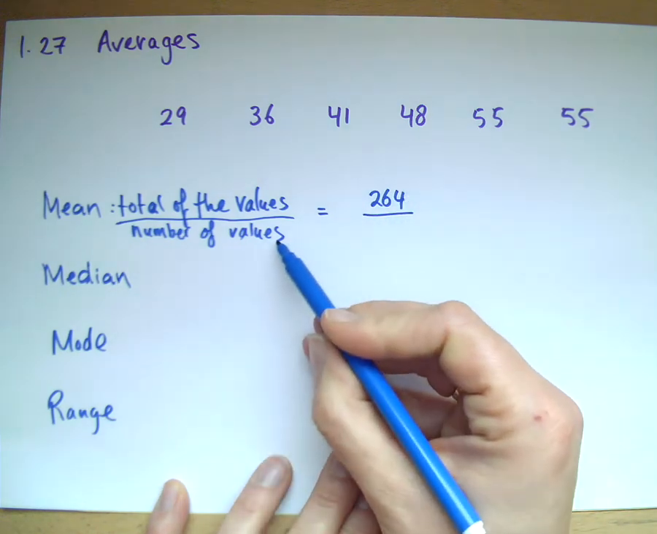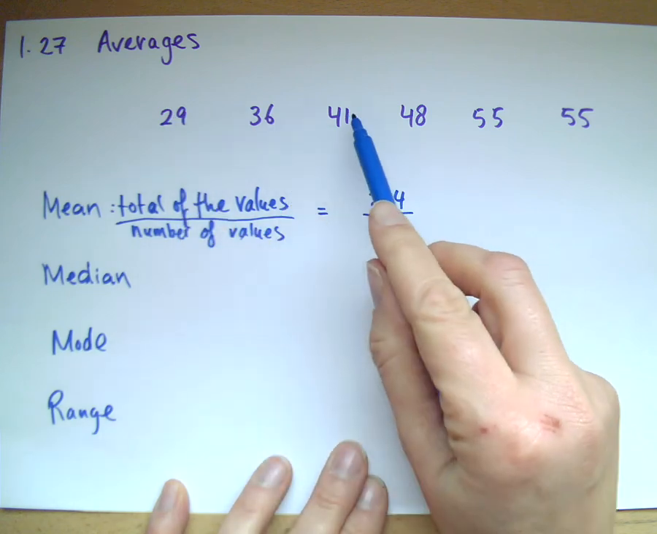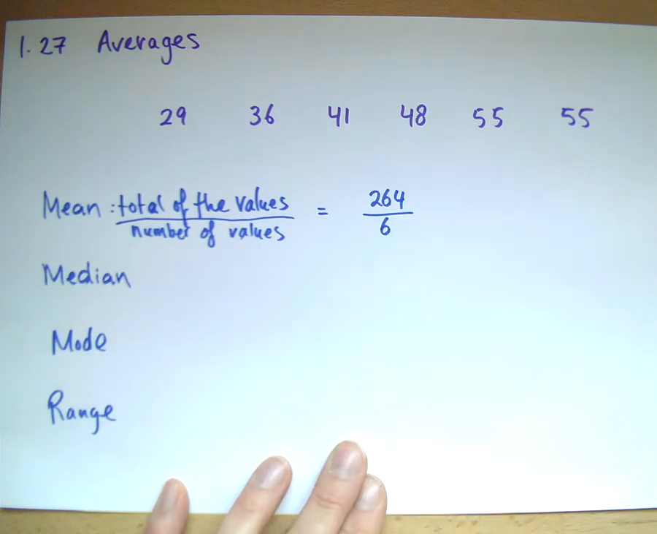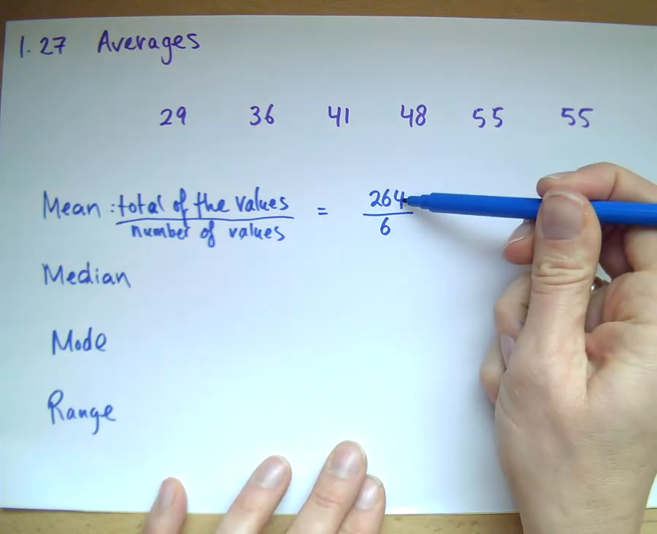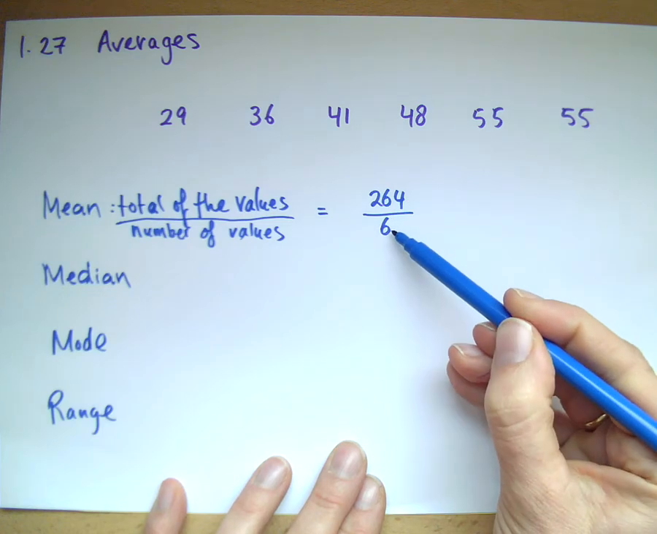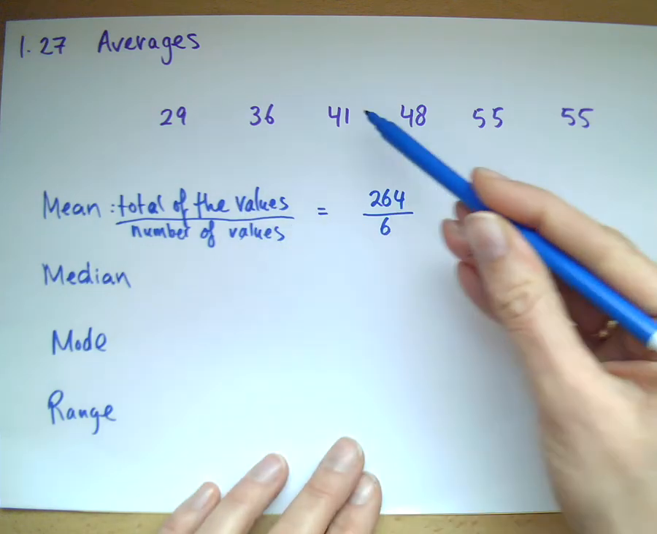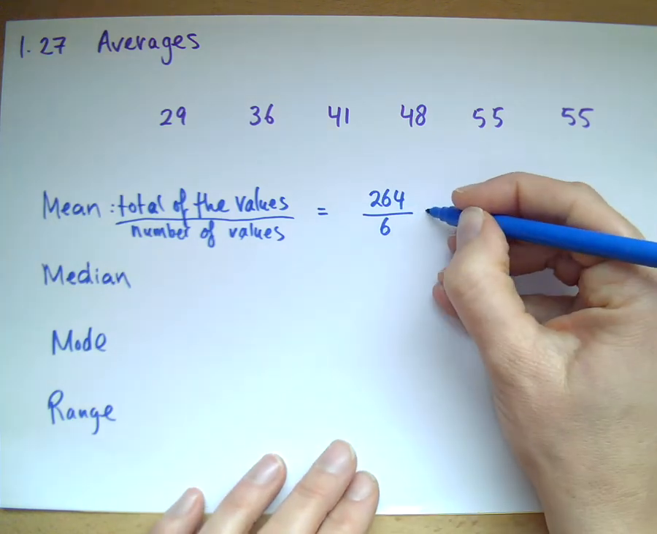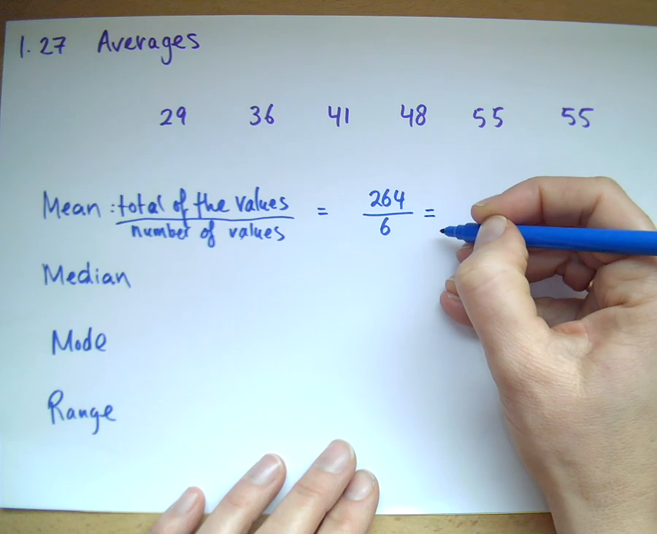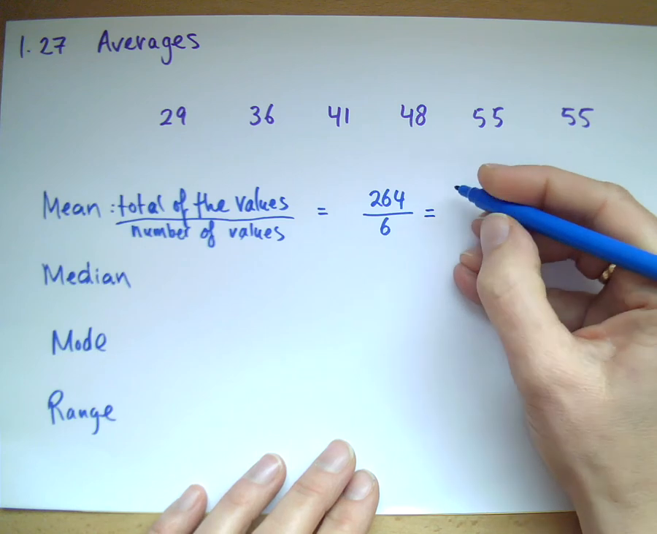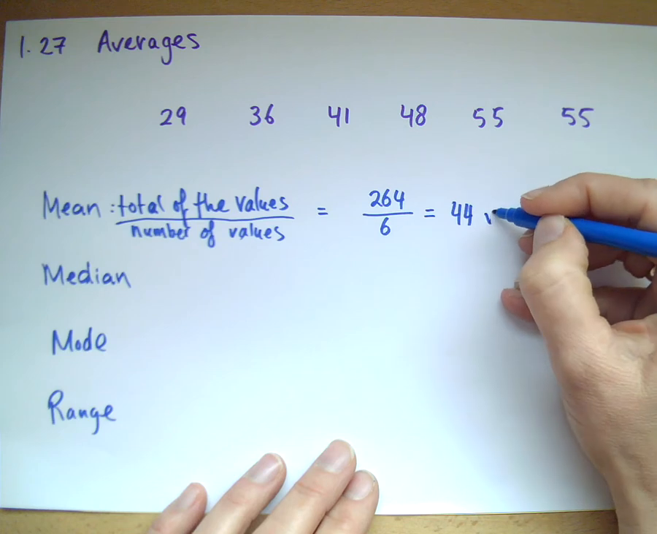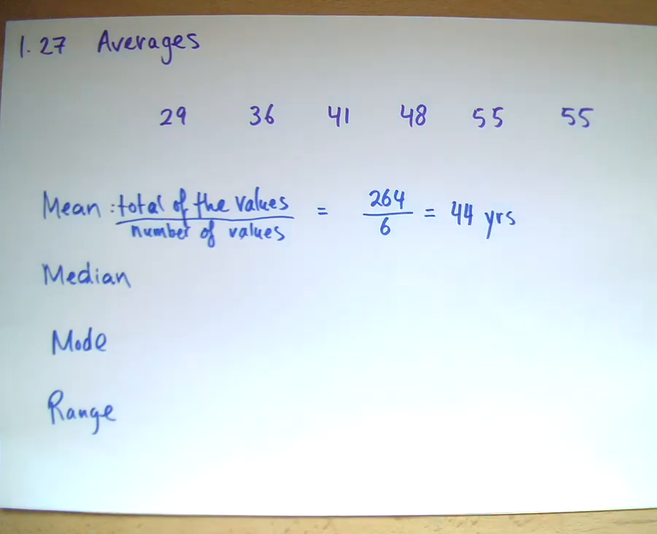The number of values, how many values did I get? 1, 2, 3, 4, 5, 6. So 6 people were asked. I have 6 values, 6 different ages. The ages add up to 264. The number of ages that I added are 6. So 264 divided by 6 is 44. So the mean age was 44 years. Cool.